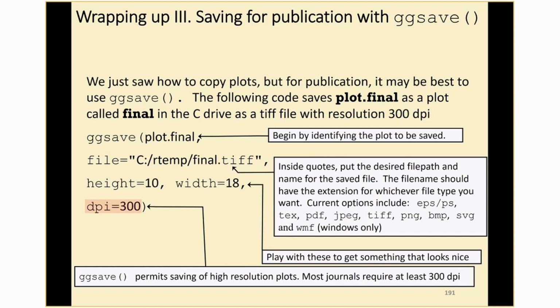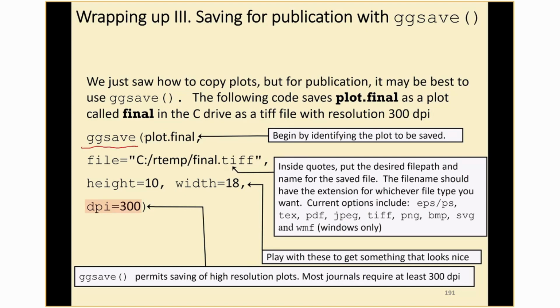So, saving for publication with ggSave. If you think about the process that I went through, it will work really well for copying a plot and pasting it into a Word document or a PowerPoint document. The only problem is that if you're preparing something for publication, the journal may require a higher degree of resolution than that previous process is going to give you. So an alternative is to use the ggSave function, and that's what's shown here. It'll enable us to save these plots at a higher resolution.